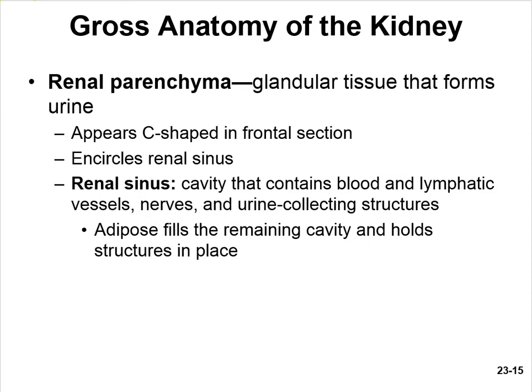The renal parenchyma is the glandular tissue that forms urine. And we'll talk about the different structures within the renal parenchyma. It appears C-shaped in a frontal section and encircles the renal sinus. The renal sinus is the cavity that contains blood and lymphatic vessels, nerves, and urine collecting structures. Adipose fills the remaining cavity and holds the structures in place.